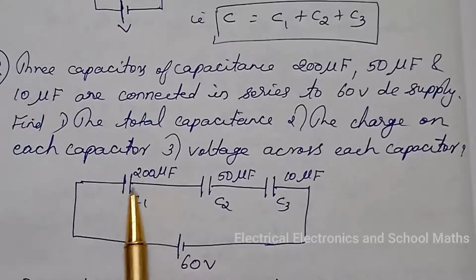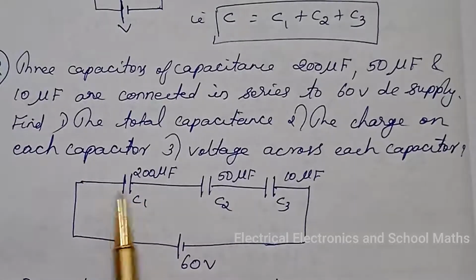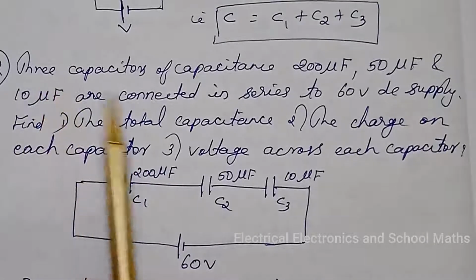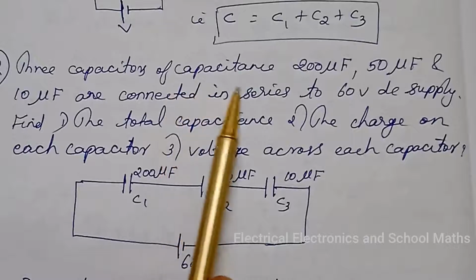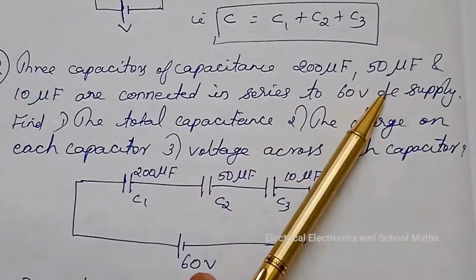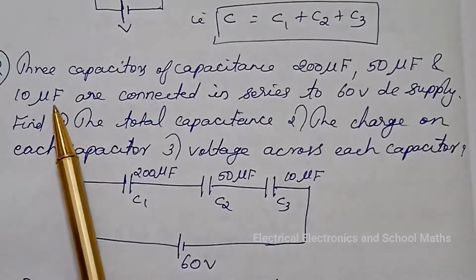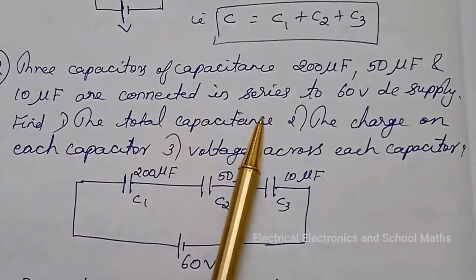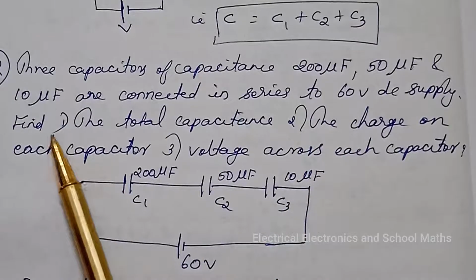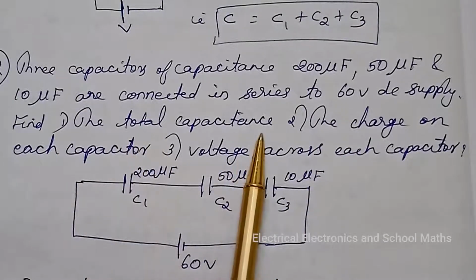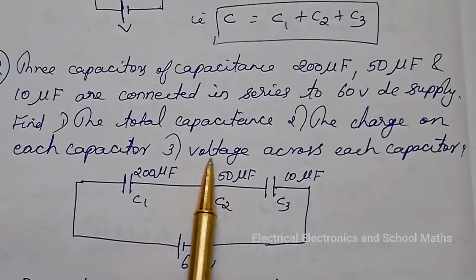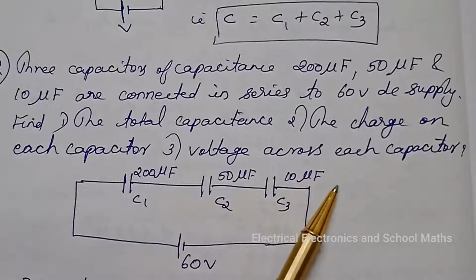Let us do problems related to the capacitors in series and parallel. First question is, three capacitors of capacitance 200 microfarad, 50 microfarad and 10 microfarad are connected in series to 60 volt DC supply. Find the total capacitance, the charge on each capacitor and the voltage across each capacitor.